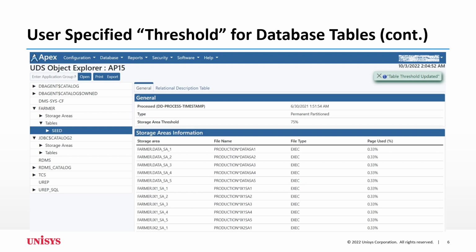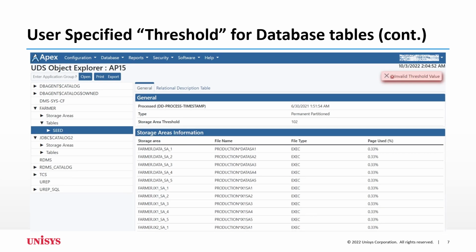A success notification with the message table threshold updated will be visible upon successful update of the threshold value. The image on this slide shows the notification for a successful update to the table threshold value. Similarly, if the value does not get updated for any reason, an error notification will be displayed on the web page. The image on this slide shows the error notification for a failed update to the storage area threshold value. You can find the details of the error in the Apex server logs.